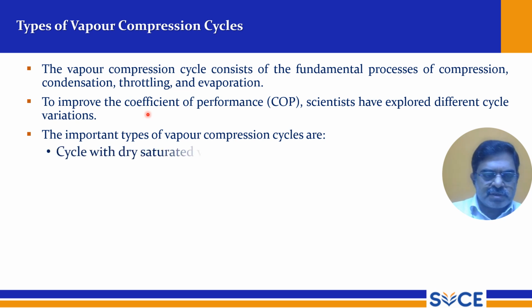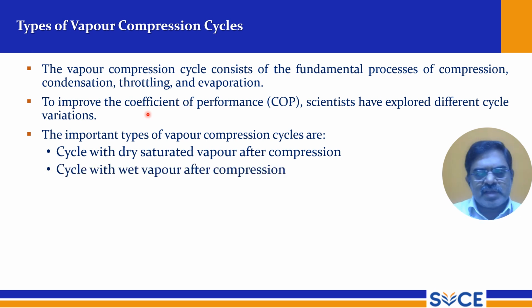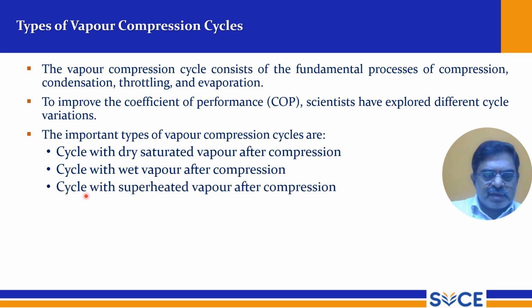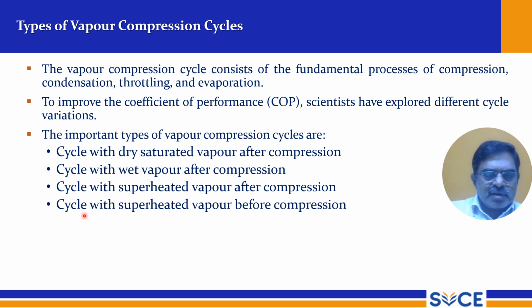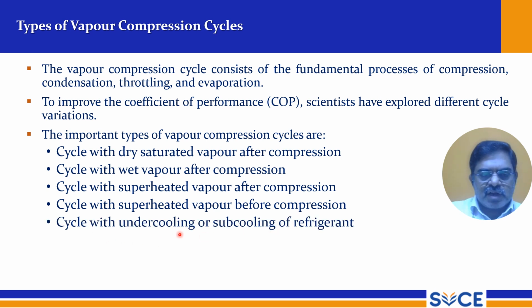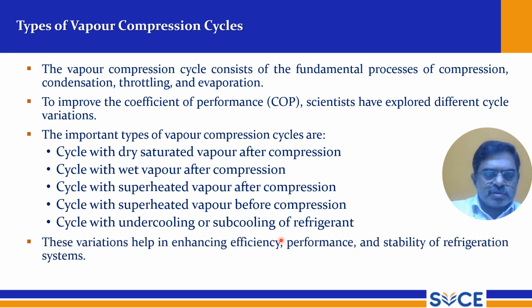We have these types. One is the cycle with dry saturated vapor after compression. The next one is the cycle with wet vapor after compression. Then the cycle with superheated vapor after compression. Then the cycle with superheated vapor before compression. And the cycle with undercooling or subcooling of refrigerant. So these are the types.